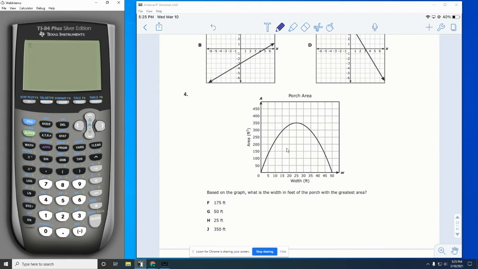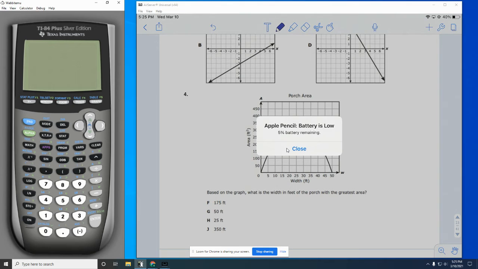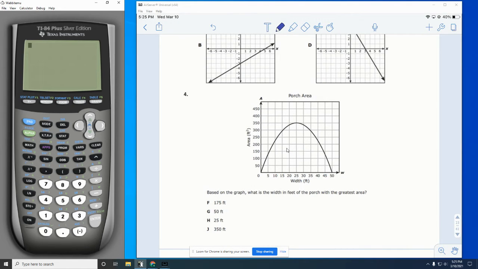Number 4, based on the graph, what is the width in feet of the porch with the greatest area? The greatest area is going to be my vertex. So the highest point would be here. So the greatest area is going to be part of that vertex. So keep that in mind.